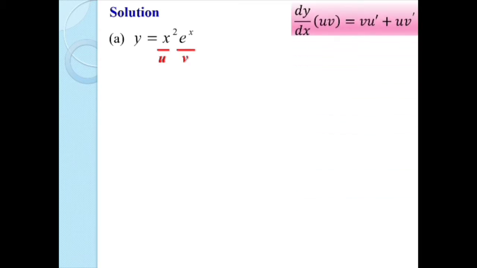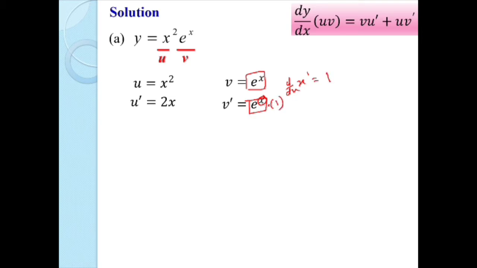Write them side by side. Next, differentiate u and v. Differentiate u, you get 2x. Differentiate v, you get e to the power of x. Why is it simply e to the power of x? Because from the formula of derivative, you have to copy the exponential term. Next, multiply with the derivative of the power. This is x power 1. When you differentiate x power 1, what you get is just 1. So that's why you get e to the power of x here.